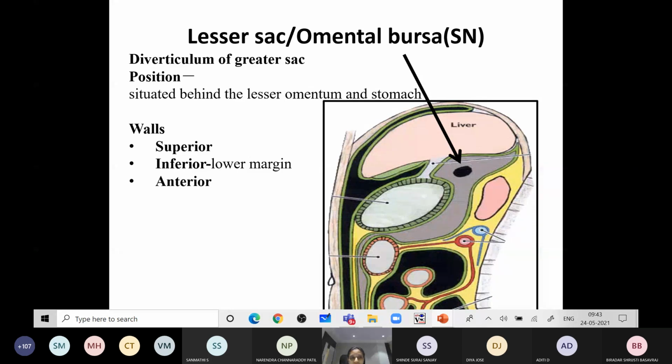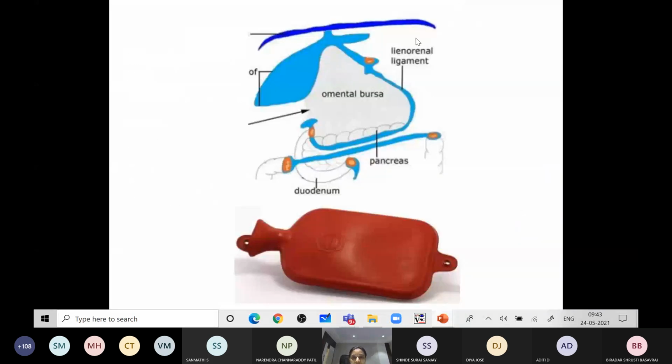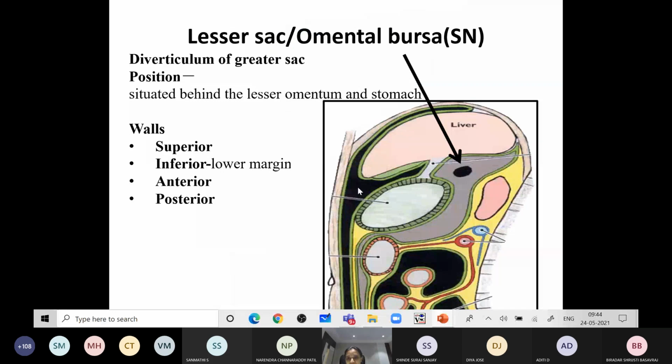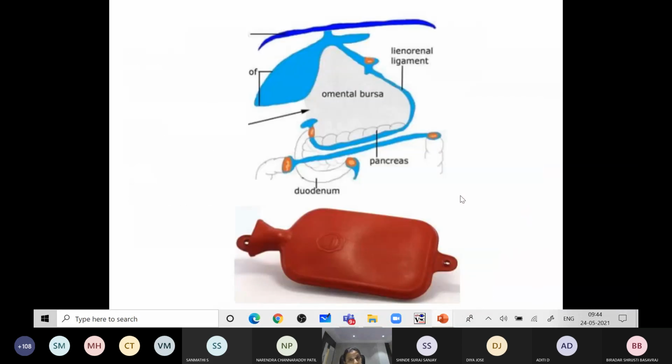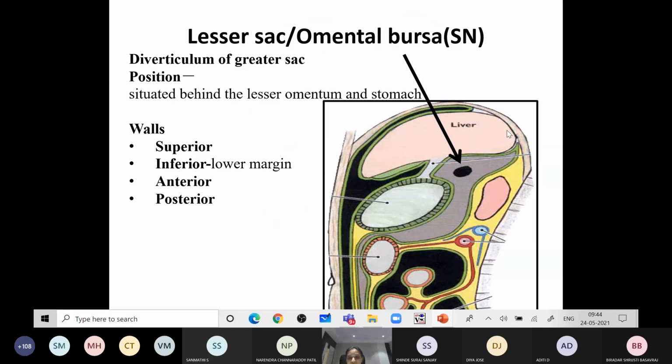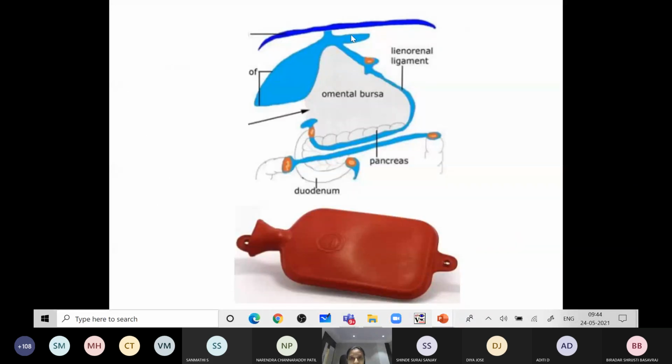There are 4 different walls. This is the superior wall, this is the inferior wall, the anterior wall, and the posterior wall. This grey colored area is the lesser sac. Here this is a sagittal section. We can see the black one is the greater sac, the stomach, and behind that the lesser sac. Here they have removed the stomach and we can see the posterior part of the lesser sac, or omental bursa.